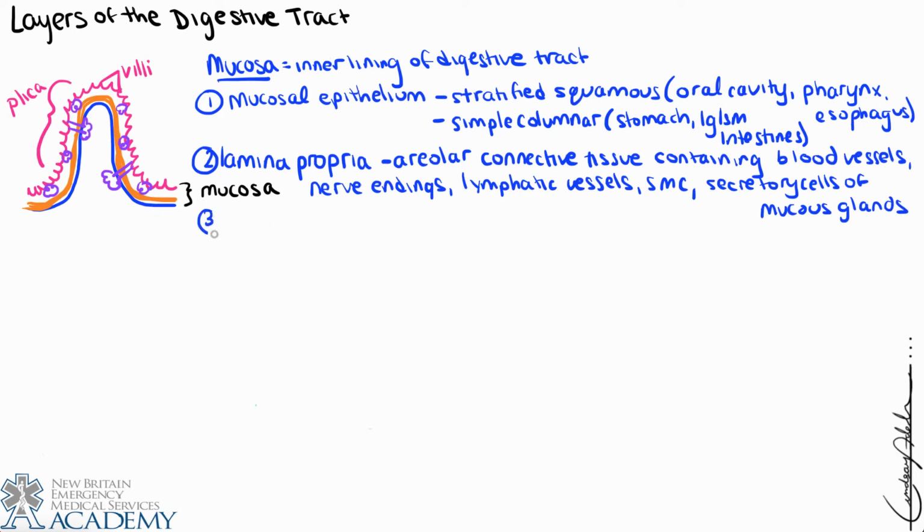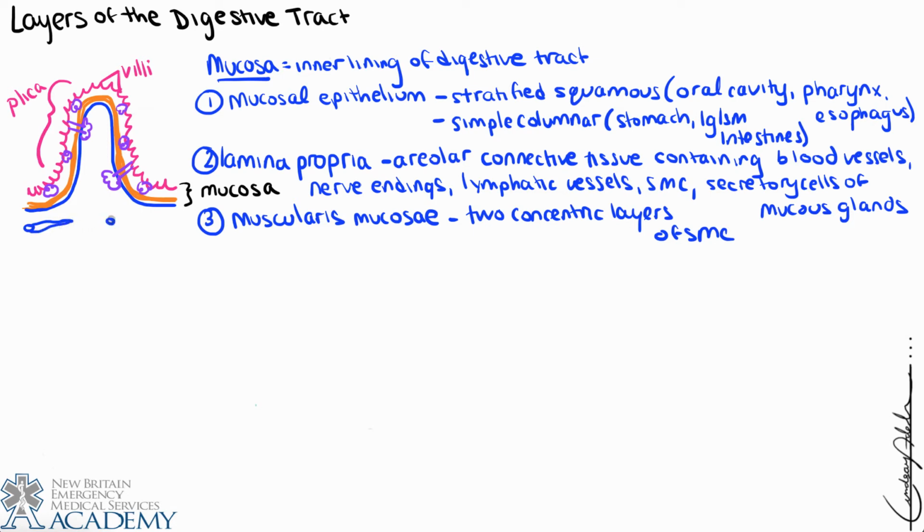Now, of course, every epithelium has to be connected to a basement membrane, and then we have our connective tissue. The lamina propria is areolar connective tissue, which contains blood vessels, nerve endings, and lymphatic vessels. The lymphatic vessels are drawn in green, and we haven't really covered the lymphatic system yet. But the lymphatic vessels play a critical role in digestion and absorption of lipids, so they'll be discussed several times throughout the digestive system lectures. We also have smooth muscle cells, and then we also have secretory cells of the mucus glands. I've drawn them in purple, and there are a couple of varieties here.